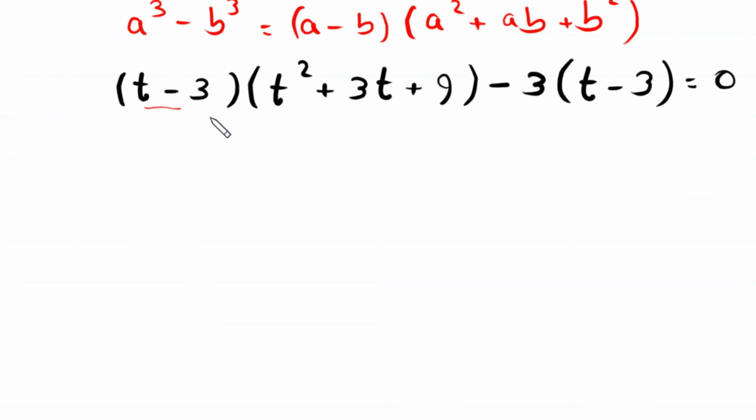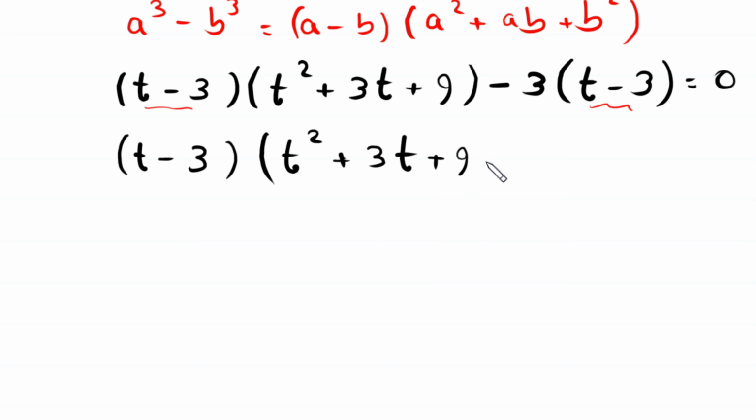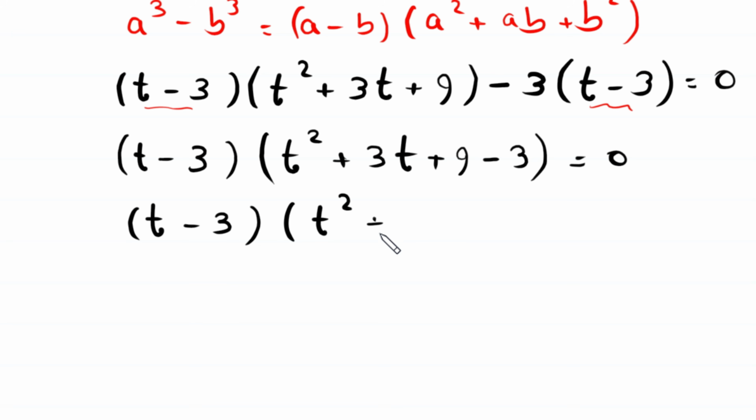Now this t minus 3 is a common factor, so we factor out this t minus 3, and in bracket left t squared plus 3 times t plus 9 minus 3 equal to 0. Further simplify, this will become t minus 3 times t squared plus 3 times t plus 6 equal to 0.